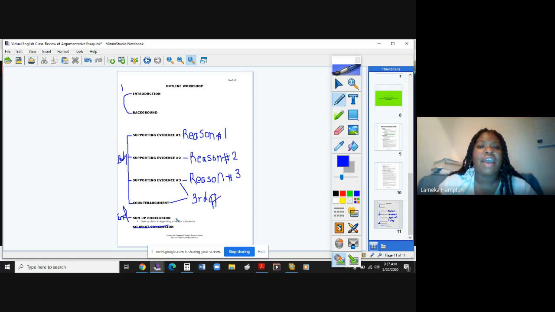Your assignment is to identify the introductory paragraph. You're going to identify the three reasons within that paragraph and give an example of the evidence. And also, if there is a counter argument, you're going to identify that as well, and you are going to identify the conclusion. Very simple. This is going to take some reading. This is going to take some critical thinking, but I know you can do it.